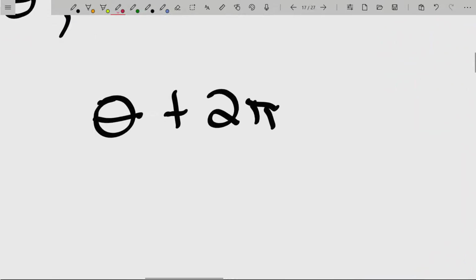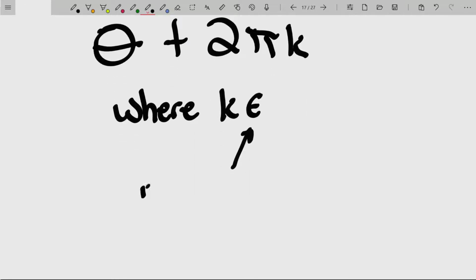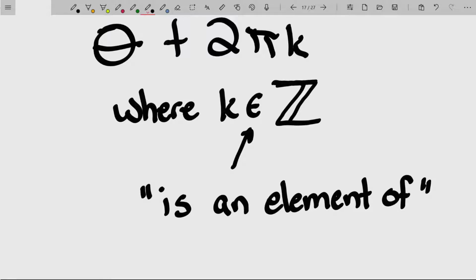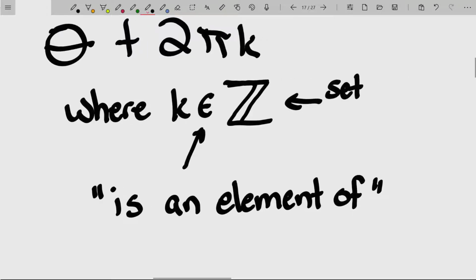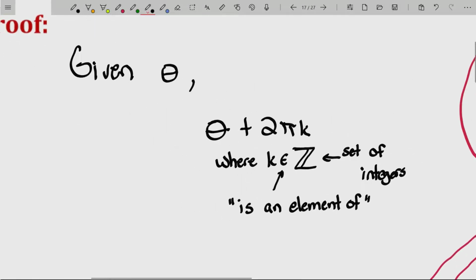And the way you would note that is theta plus 2 pi k, where k is an element of, that's what this symbol means, I'll point that out, is an element of the integers. That's the set of integers. And this notation is super popular, so you have to get kind of used to it.